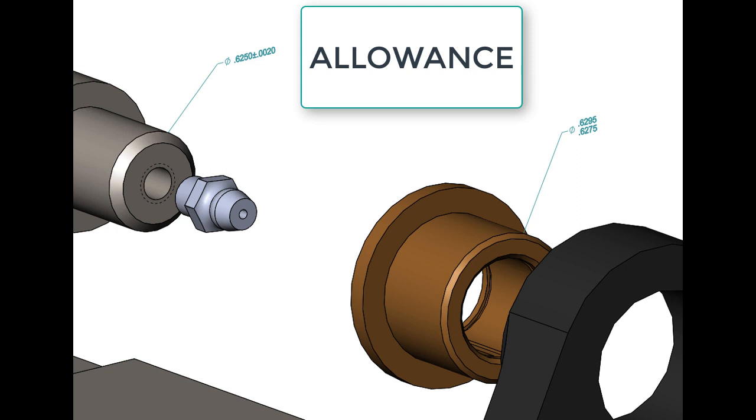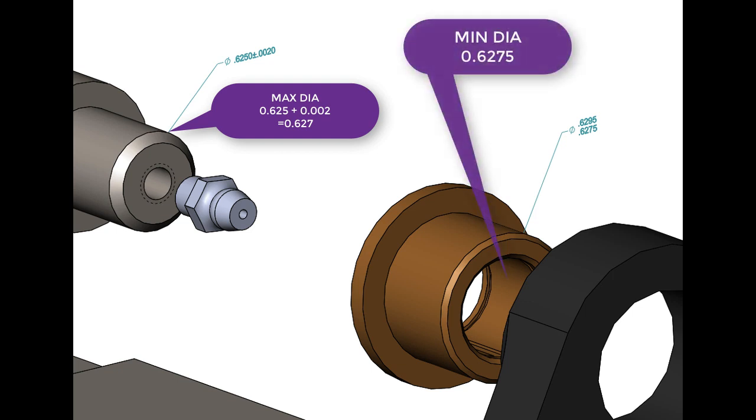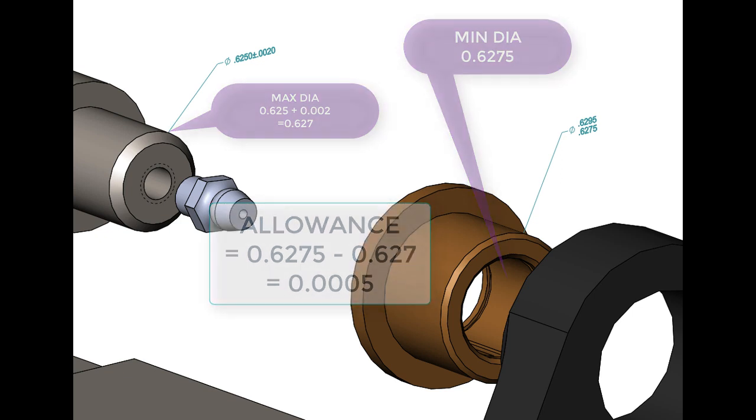The allowance is the difference in size of two mating parts when both parts are at their maximum material size. It is the minimum clearance or maximum interference between the two mating parts. For example, the maximum diameter for this shaft is 0.627, and the minimum hole size for the bushing is 0.6275, making the allowance a clearance of half a thou.